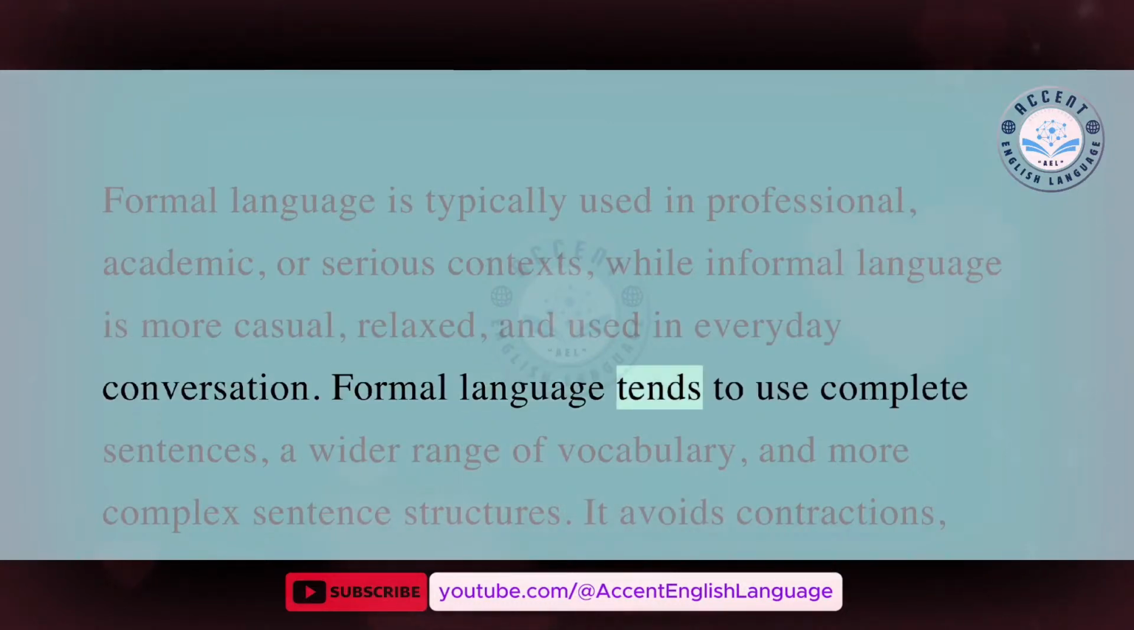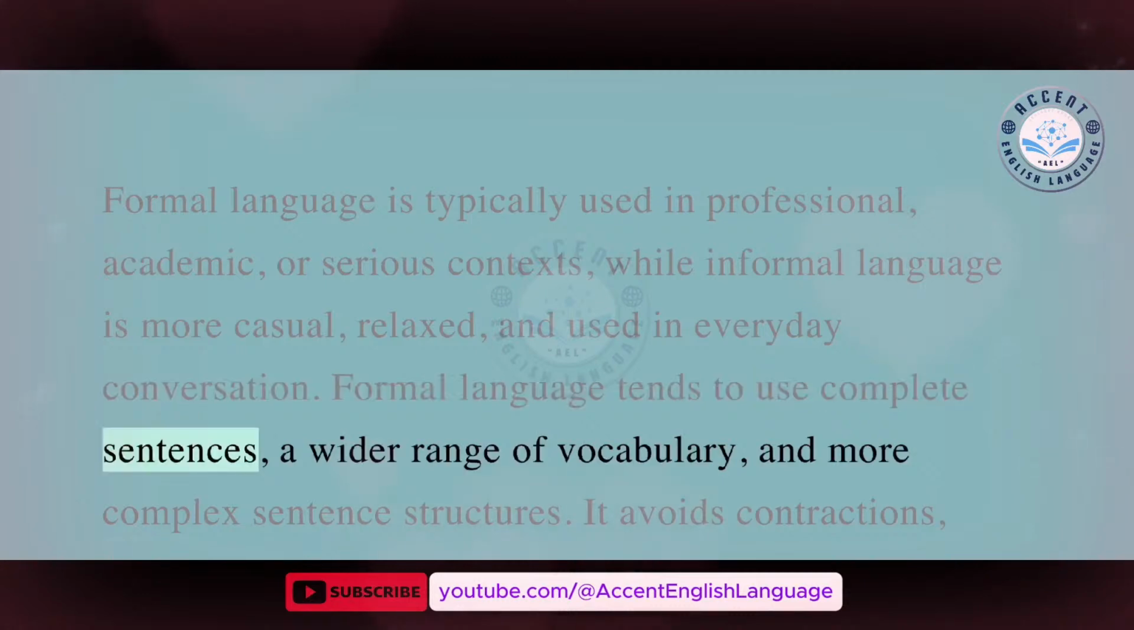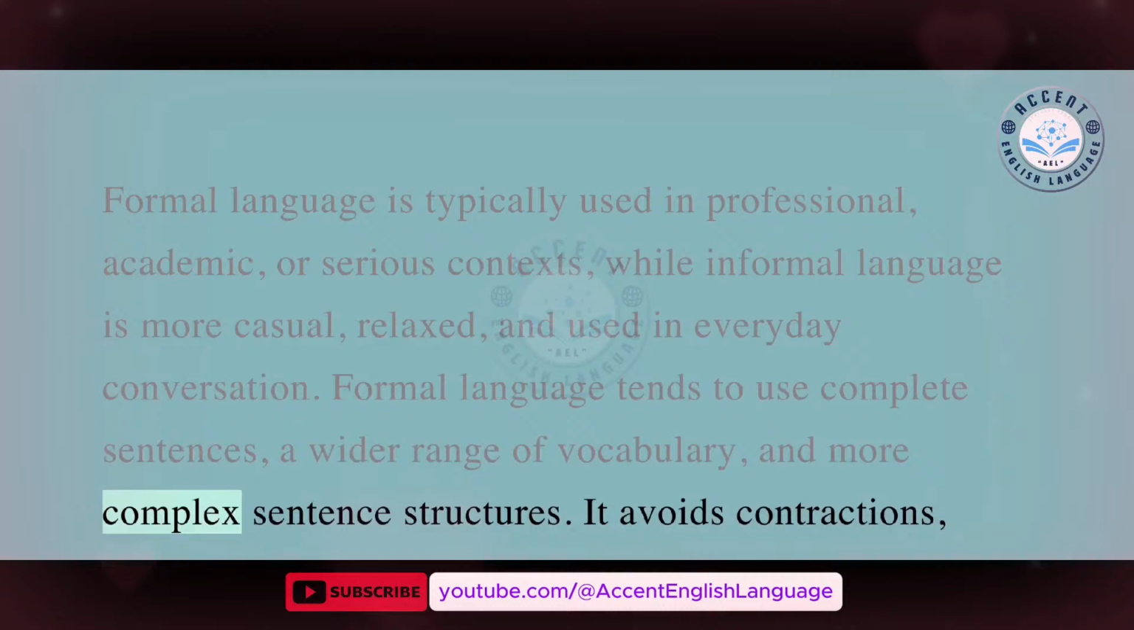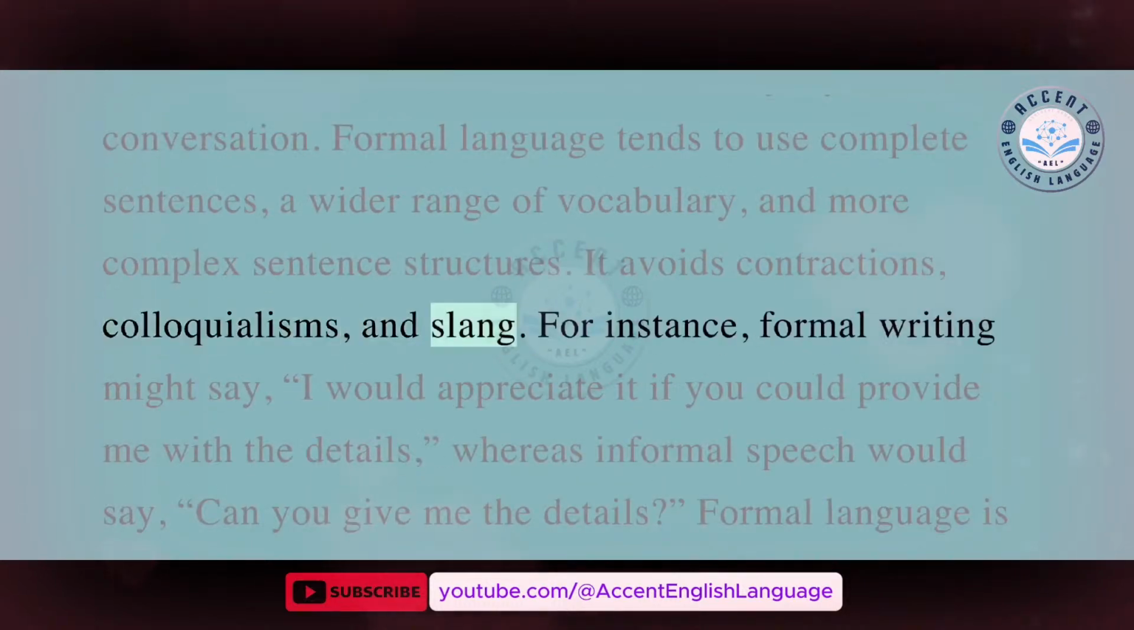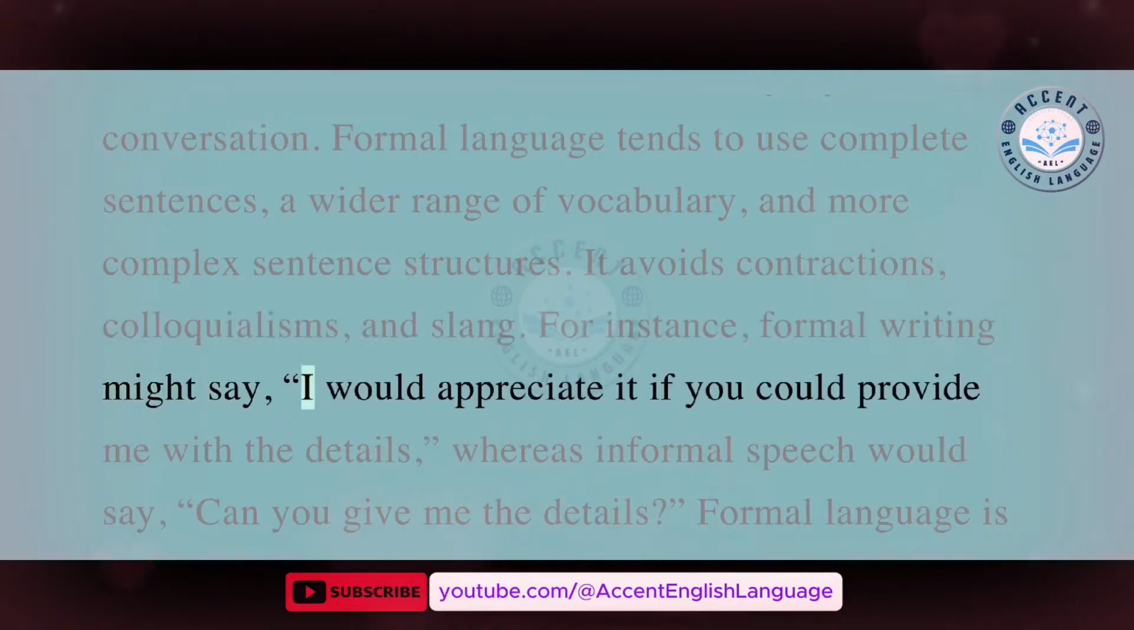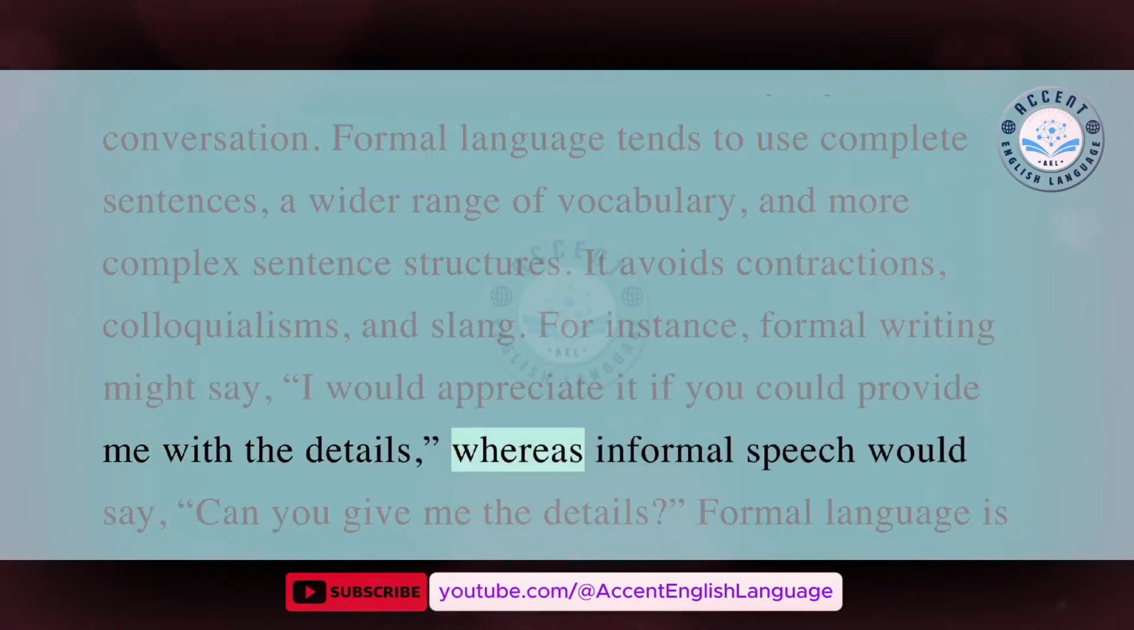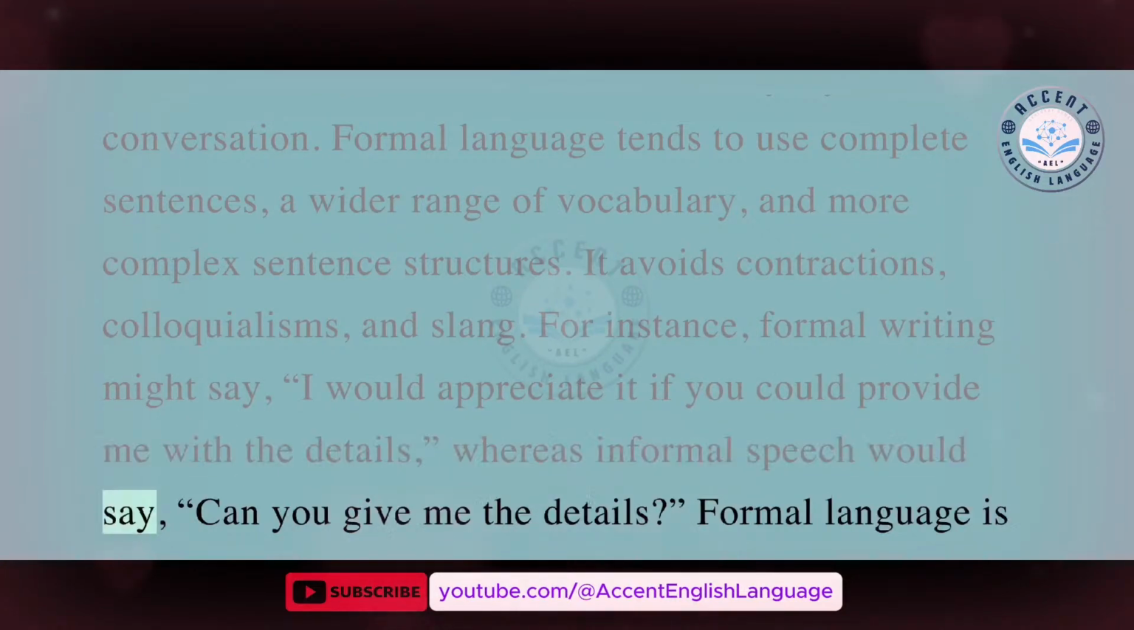Formal language tends to use complete sentences, a wider range of vocabulary, and more complex sentence structures. It avoids contractions, colloquialisms, and slang. For instance, formal writing might say, "I would appreciate it if you could provide me with the details," whereas informal speech would say, "Can you give me the details?"